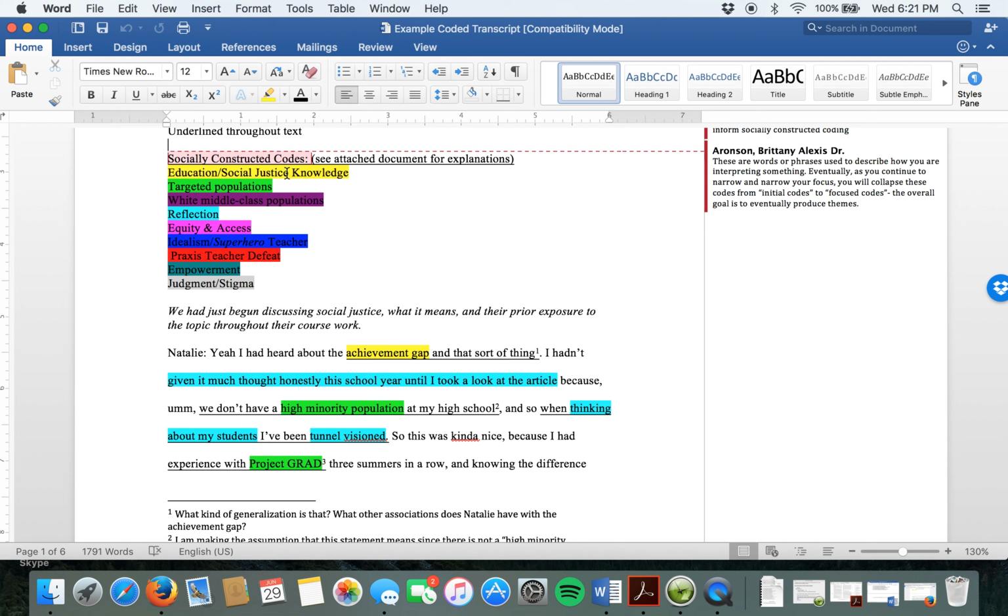You can see here that I had a bunch of different codes that I had created. One about education, social justice knowledge, one I called targeted populations, one I called white middle class population, reflection, equity and access, idealism, superhero teacher, something I termed practice teacher defeat, empowerment, and judgment stigma.